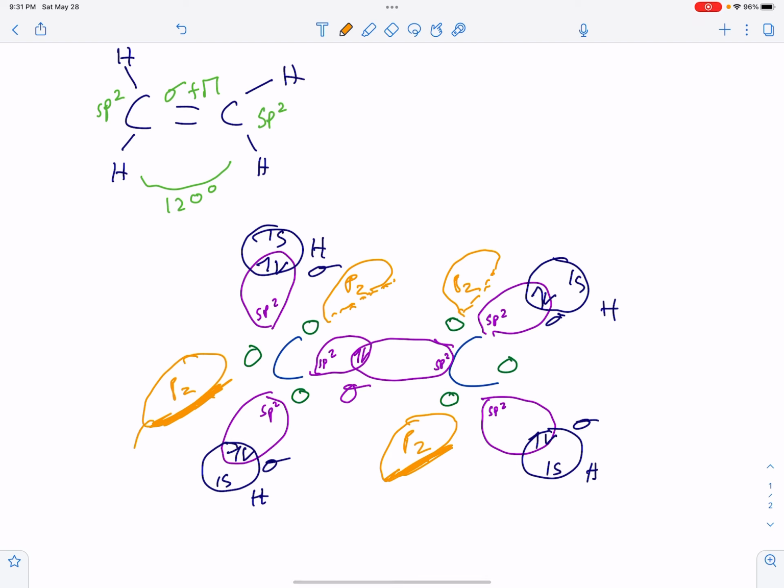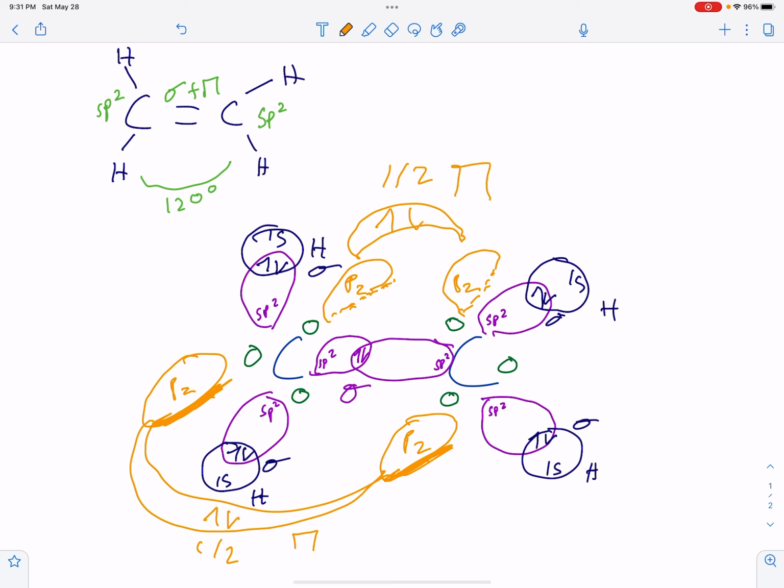So we show that half sharing of electrons via half of the p orbitals sharing 1/2 of the electrons, and the other 2 lobes sharing the other half of the electrons. And this is the complete hybrid orbital diagram for ethylene.